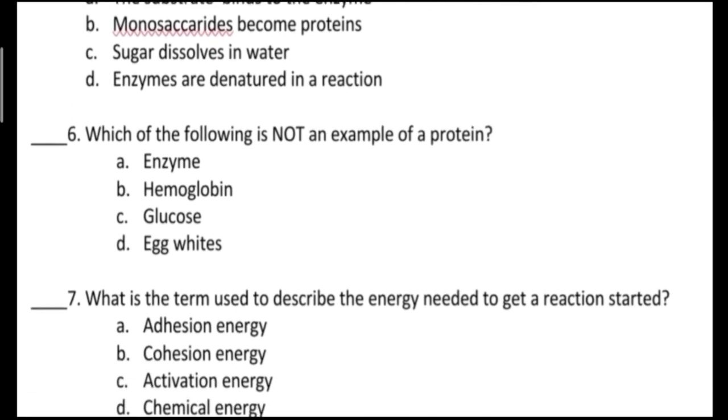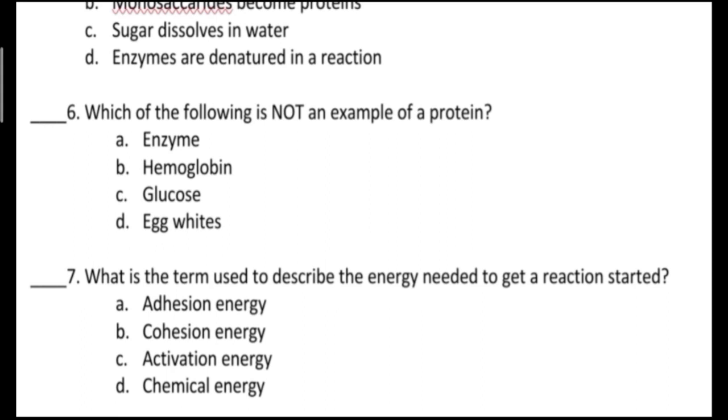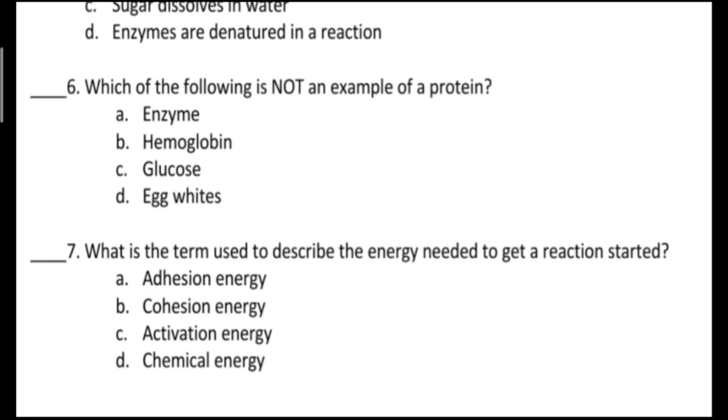Next one, number 6. Which of the following is not an example of protein? Proteins, enzymes, hemoglobin, glucose, or egg whites. Enzymes, hemoglobin, and egg whites are actually made up of proteins. And glucose is not, because glucose is a type of monosaccharide, and monosaccharides are the building blocks of carbohydrates. So letter C is the correct answer here.